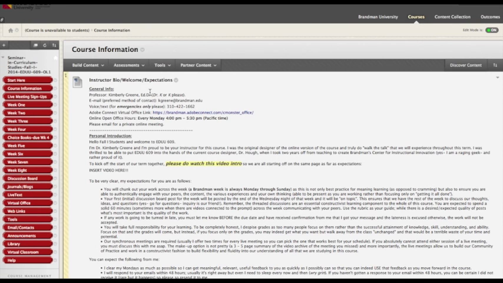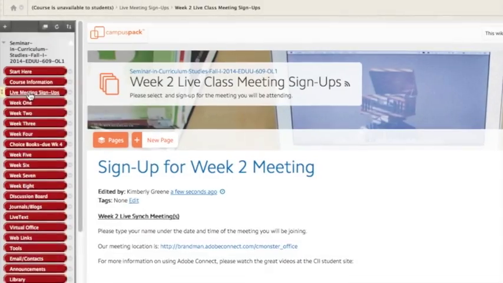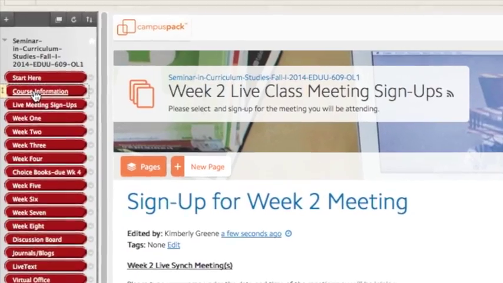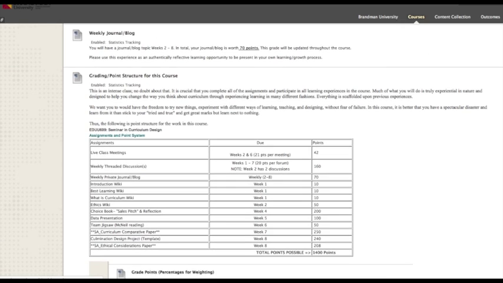Now, I do want to point out, look, Start Here, course information, live meeting signups. In that button is where we have the week 2 and the week 6 signups. They are on wikis, all right? So to go into a wiki, you simply click the hot link, view. Okay, so the live meeting signups, let's go back to course information. There's a couple important things. All right, scroll down. Grading, points, and structure.